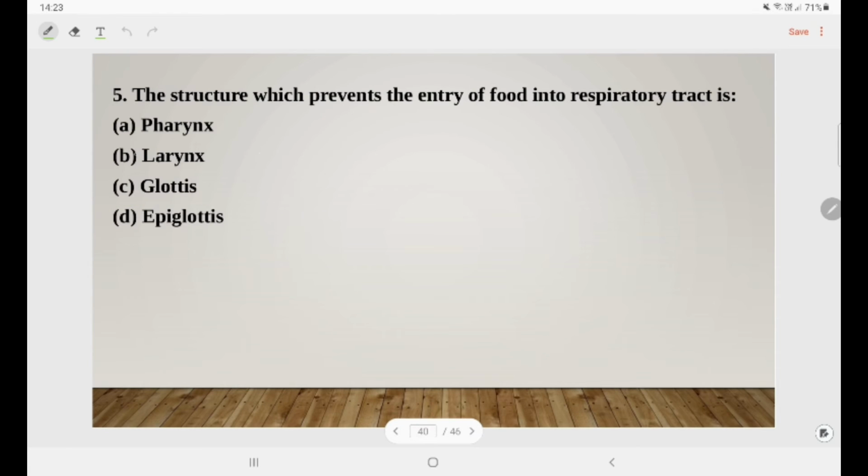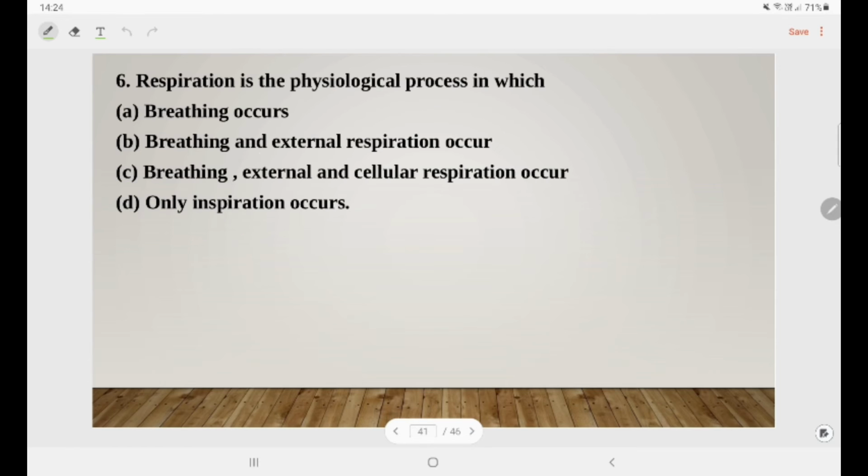Question number 5, the structure which prevents the entry of food into the respiratory tract is. So the pharynx is the junction between the esophagus and the trachea, the larynx is the voice box, and the epiglottis is the flap over the glottis which prevents the food from going into the windpipe, right? Epiglottis is the correct answer. Our next question is, respiration is the physiological process in which. I hope in these options it is very clear that breathing, external and cellular respiration, all three occur while the physiological process of respiration takes place.